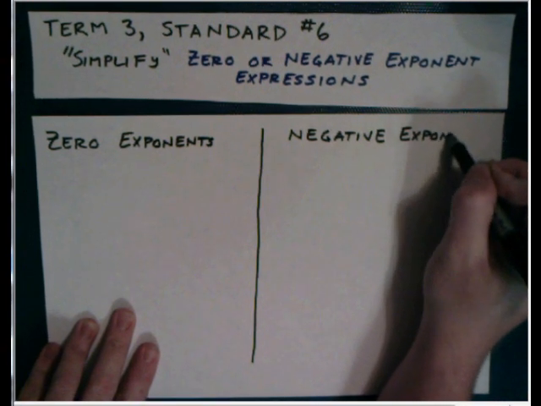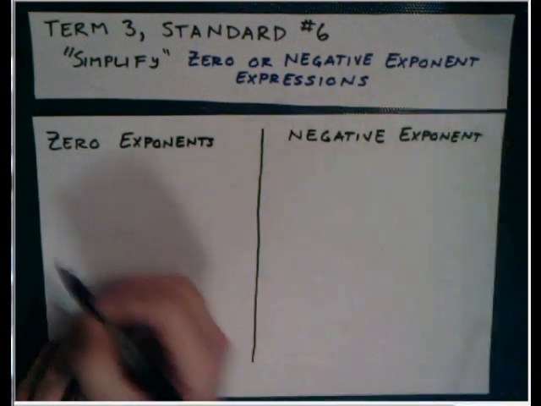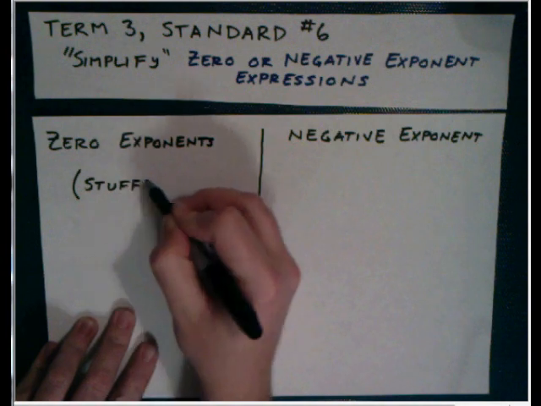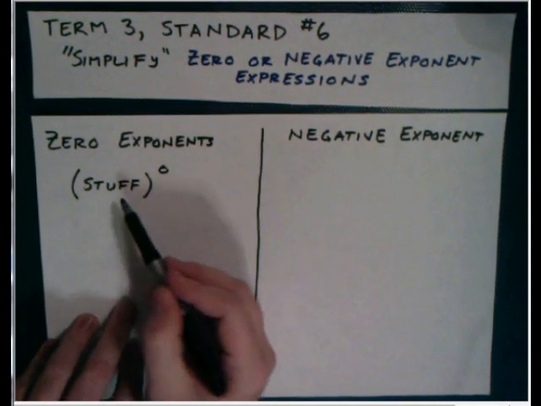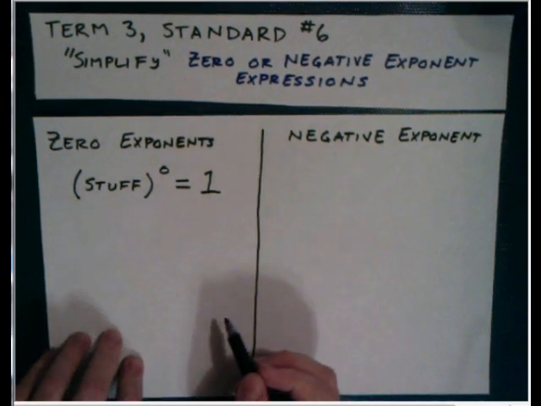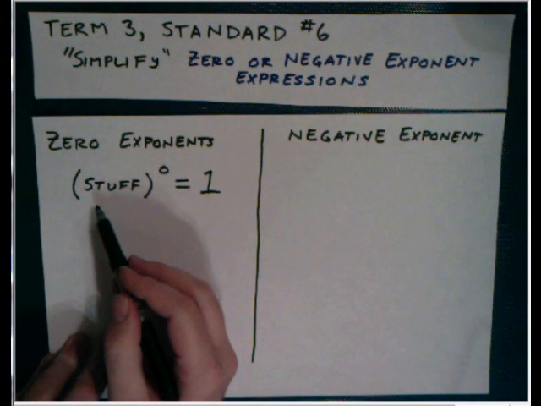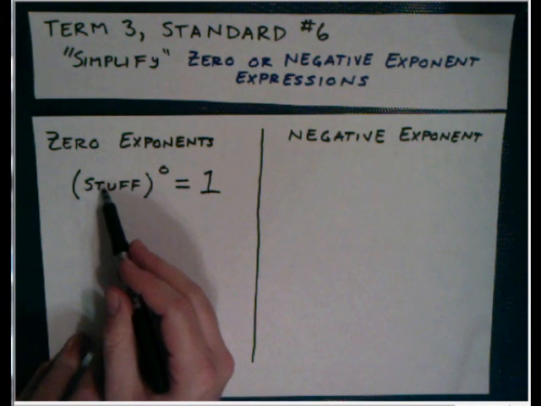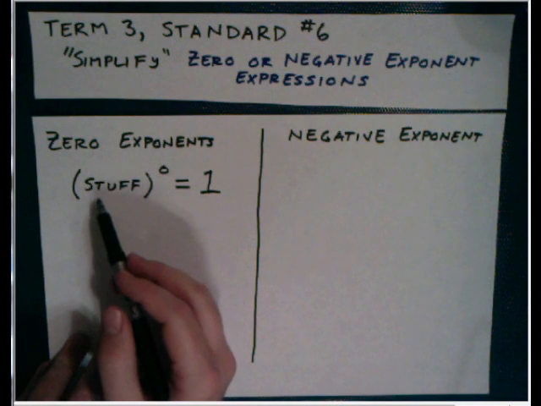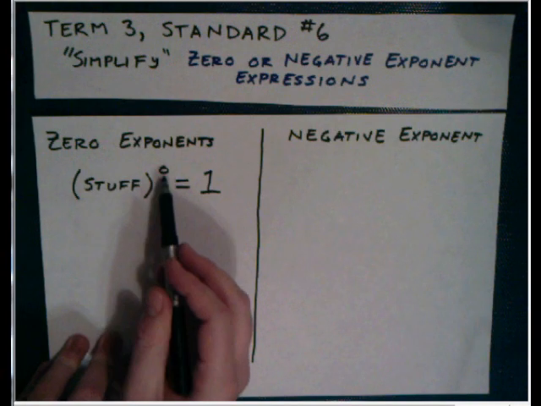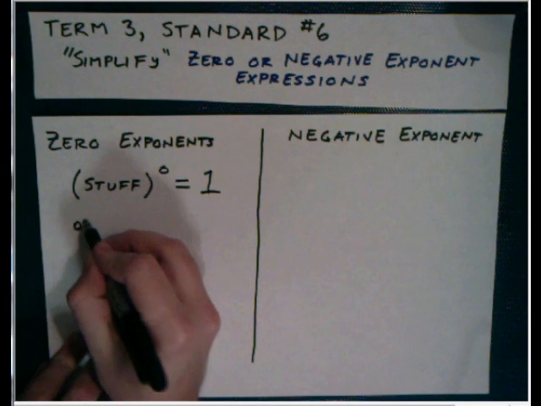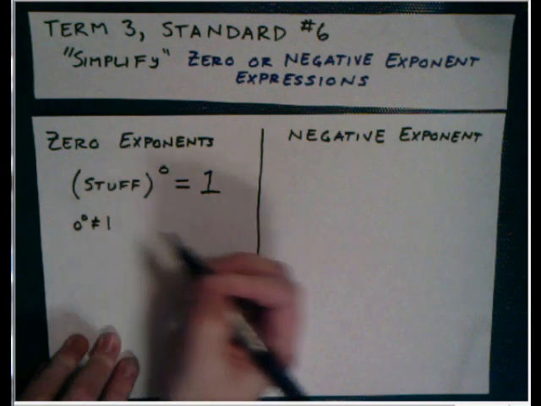Zero exponents are actually a really nice thing because they're very simple. Basically, if you've got some expression to the zero power, no matter what that stuff is, that's going to be equal to 1. Doesn't matter what the stuff is. It could be anything. You could have 2x squared plus 3xy to the 5th, all to the zero power. That's going to be 1. Or you could have Mount Kilimanjaro to the 0th power. It's still going to be equal to 1. Now the only exception is 0 to the 0 power does not equal 1. We just say that doesn't exist.